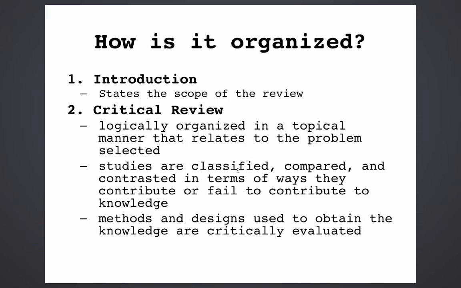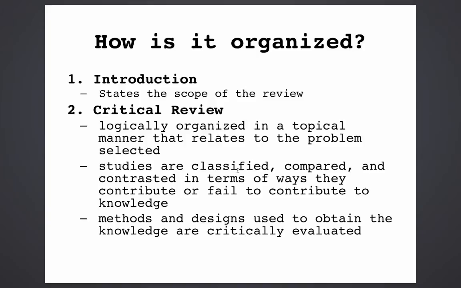So how is it organized? Well, there's three main parts. The first part is the introduction, and this is simply just a statement of the scope of the review. So it's putting boundaries on what it is you're going to be talking about and sort of explaining how it will be organized. Then we get to the heart of the review, the critical review itself.